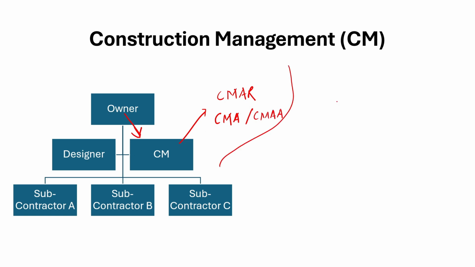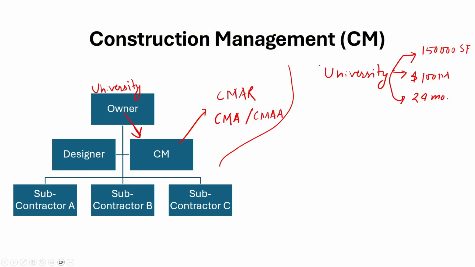Let's say a scenario where a university plans to construct a new engineering complex to expand its programs. So in this project, the owner would be the university. The scope is, let's say, 150,000 square feet of facility, a budget of $100 million, and a timeline of 24 months.